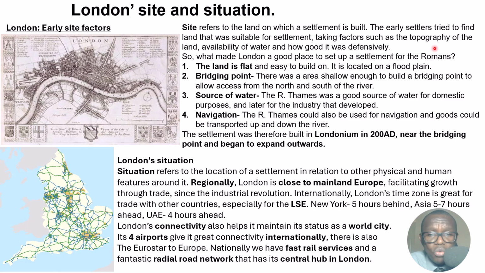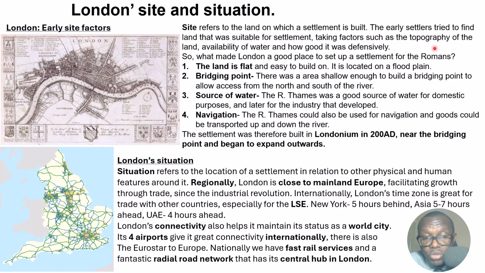The first reason was that the land where London was built is quite flat, so it's very easy to build on. It's located on a flat floodplain, and this is why it's flat. It's towards the end of the River Thames. And then there was also a bridging point. This is an area where the water is shallow enough for you to be able to cross the river and access the north from the south and the south from the north. That obviously made it a good site as well.